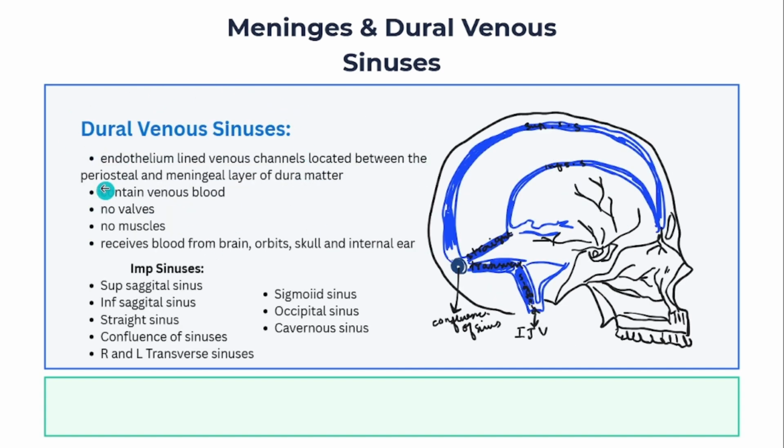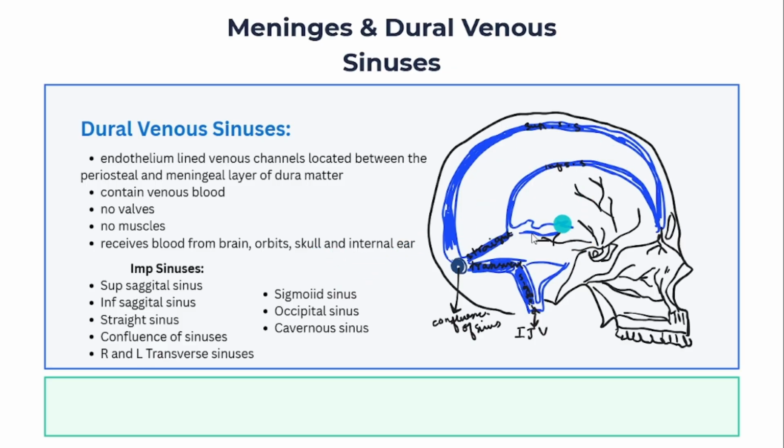Okay, next is dural venous sinuses. Dural venous sinuses are endothelium lined venous channels located between the periosteal and the meningeal layer of the dura mater. As we saw before, the dura mater was first a continuous layer, like two layers bound together, but as soon as they formed these dural venous sinuses, it split into two layers named the periosteal and the meningeal layer. So these dural venous sinuses are basically endothelium lined venous channels that contain venous blood and are located between these two layers of the dura mater. No valves are here, no muscles, and it receives blood from the brain, orbit, skull, and the internal ear.